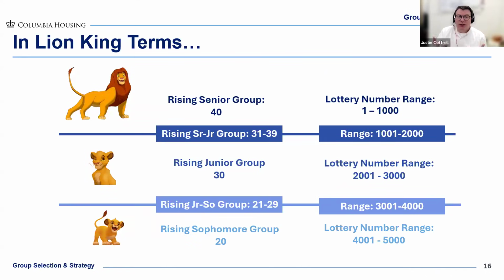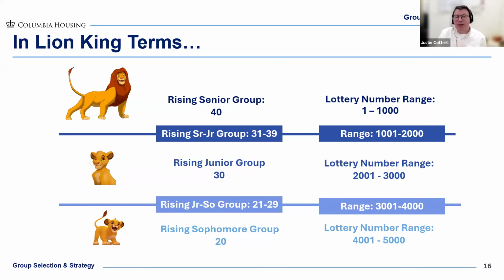Point value tells us your seniority, essentially when it will be your class's turn to select. So as you can see here, rising seniors being the most senior will be kind of like the grown-up Simba, right? And have an earlier lottery number. Lottery numbers, again, tell you within your class when you select. So our rising senior groups who have the highest point value get those first pick lottery numbers.